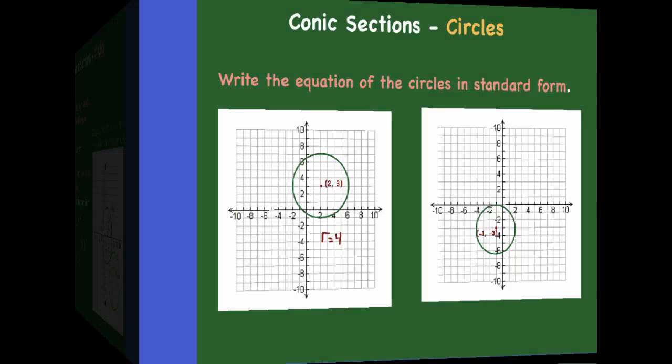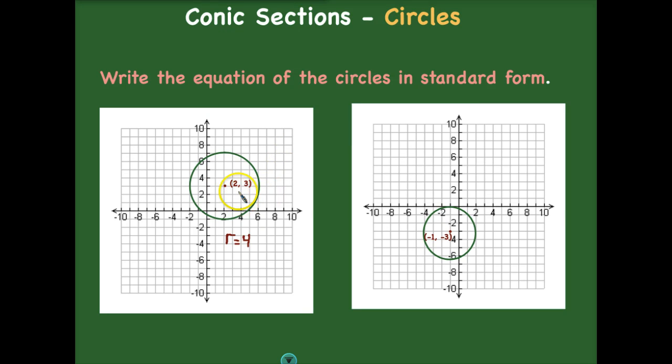Let's try defining a couple of circles. In this first case, we have a radius of 4. Here's my center, and I can count 1, 2, 3, 4. So I know my radius, and I can see my center at (2, 3). So I can write the equation of this circle. (x minus 2) squared plus (y minus 3) squared is equal to our radius squared, or 4 squared, or I could write it as 16.